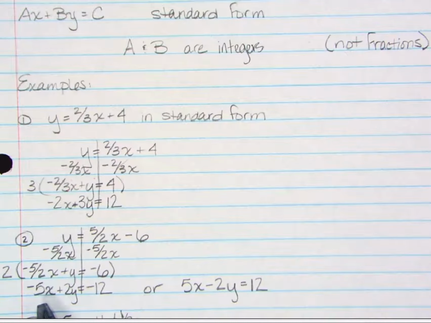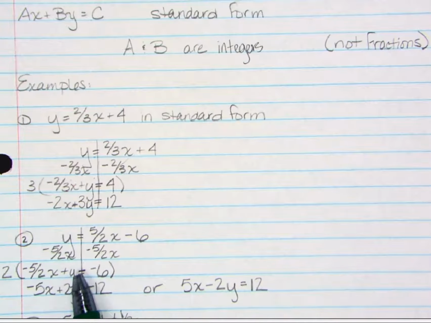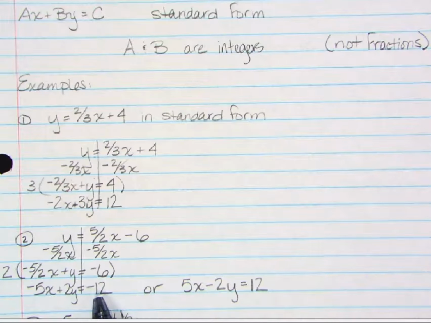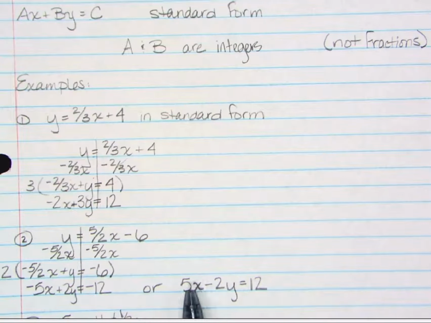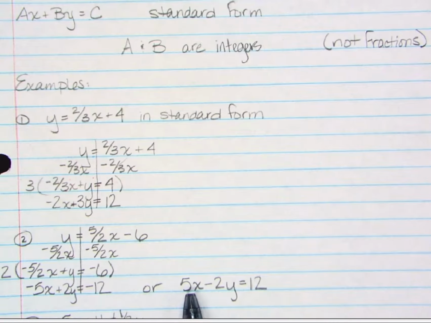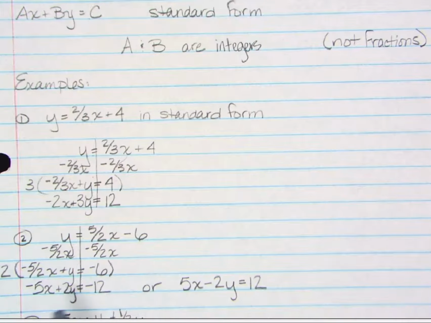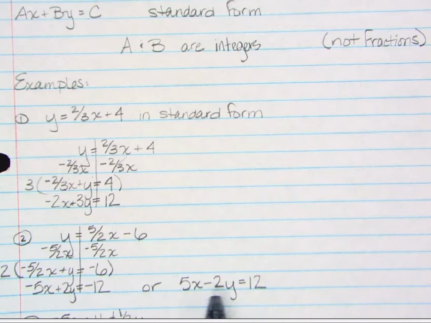2 times negative 5/2 is negative 5. 2 times y is 2y. 2 times negative 6 is negative 12. So this negative 5x plus 2y equals negative 12 is a perfectly fine answer. Sometimes you will see, though, that the leading coefficient, or this very first number, is positive, and that's fine if it is. If you notice here, in order to go from this equation to this one over here on the right, all the signs of the numbers are the opposite.